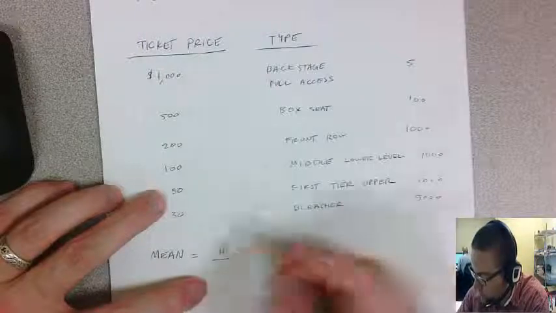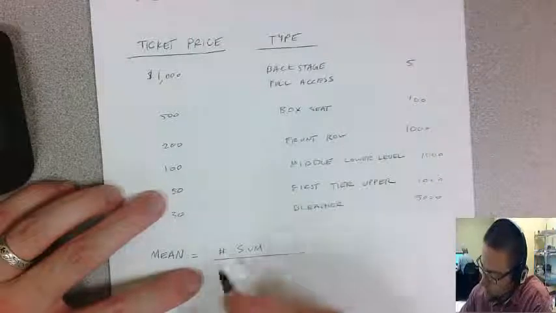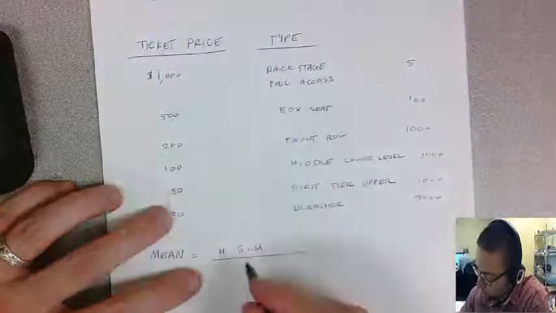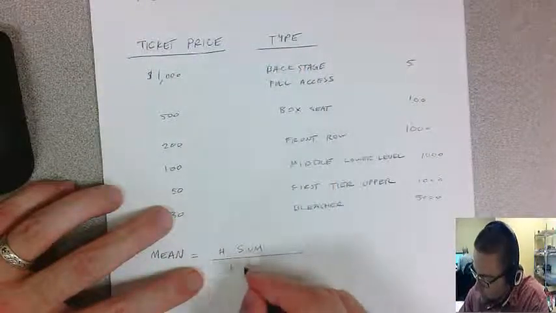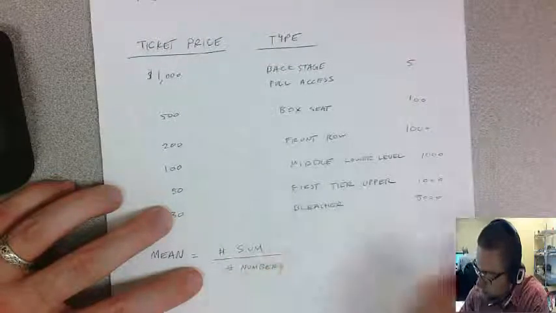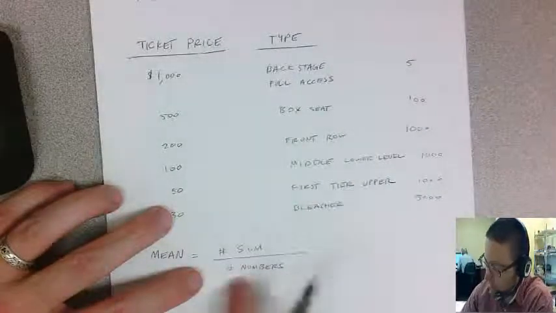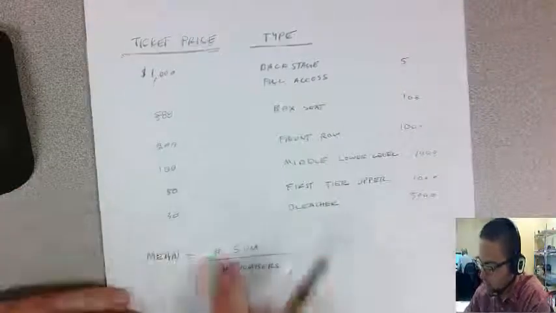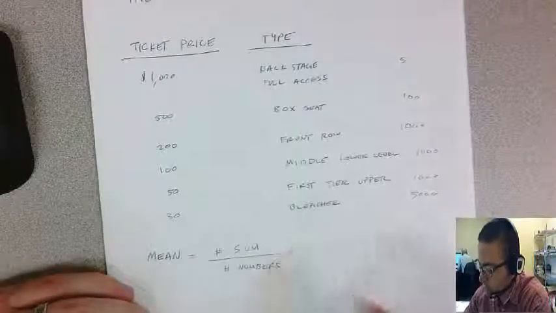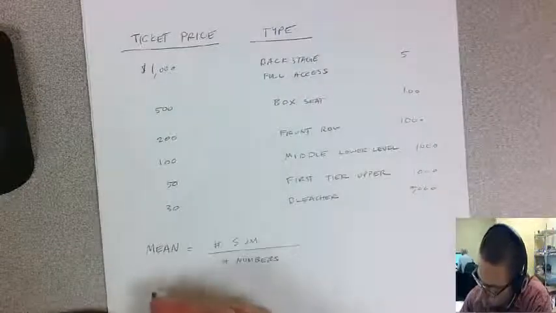So it's all the numbers put together. This is the sum of the numbers, and we add up all of them, and then we divide by the number of numbers. So that would just be all of those individual tickets. Like how many tickets are there, and we're going to divide the total price of all the tickets together by that. That's called the mean. And then there's another way to look at it.